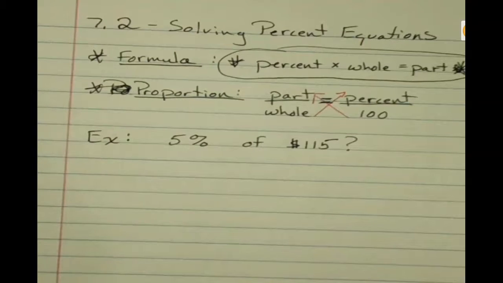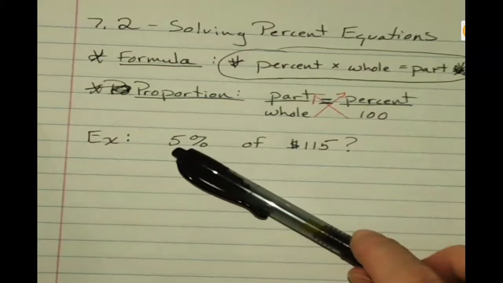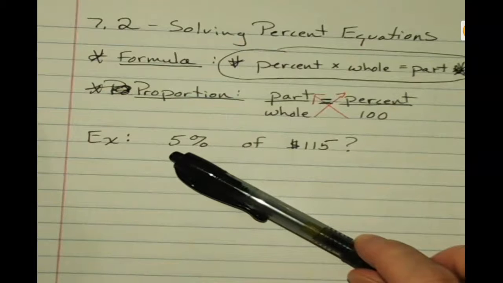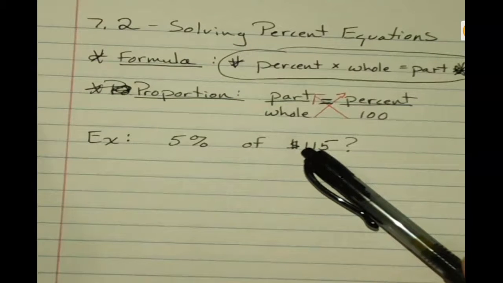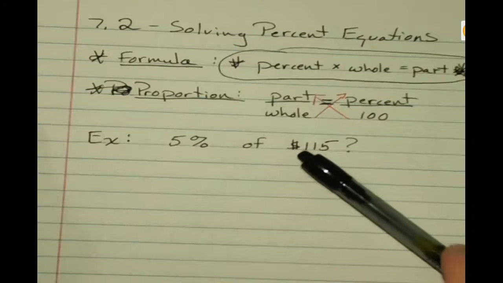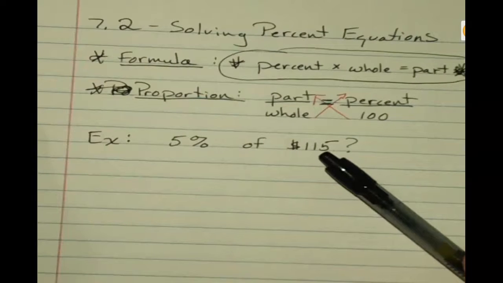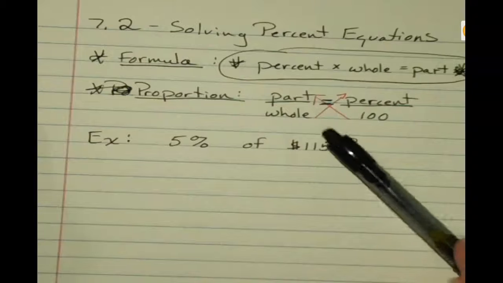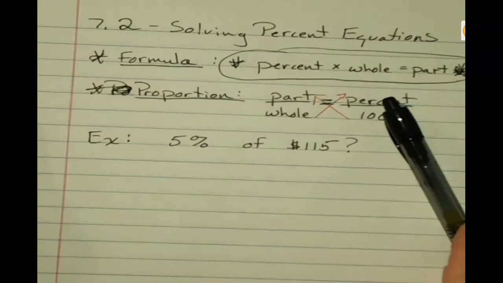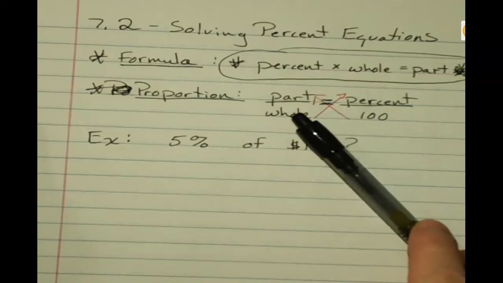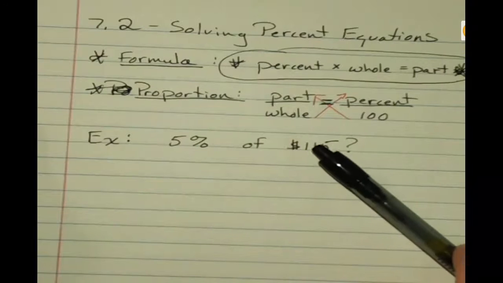You know how you solve that? Yes. How? You put 5 over 100, and then n over 115. Okay, but so what is this, the whole or the part? The whole. Or n over 115. Okay, you can do that. You can do 5 over 100 equals n over 115 because you got to remember this is a whole.